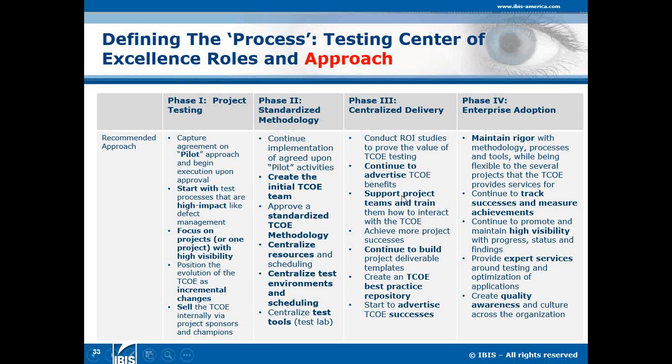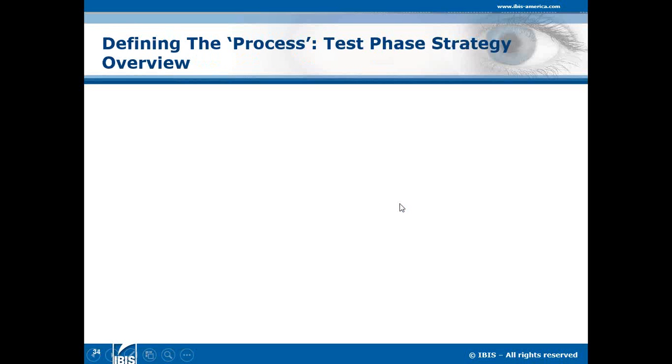And again, start to advertise the TCOE successes. And then in the enterprise adoption is maintain the rigor, track successes and measure achievement, continue to promote and maintain high visibility based on results, provide expert services, and then create quality awareness. So this is the process.